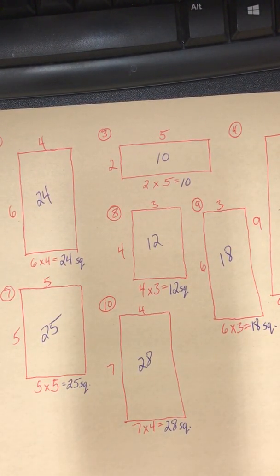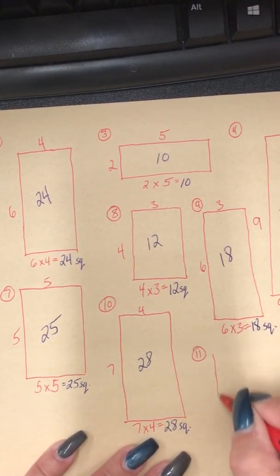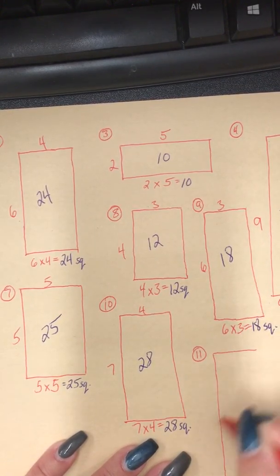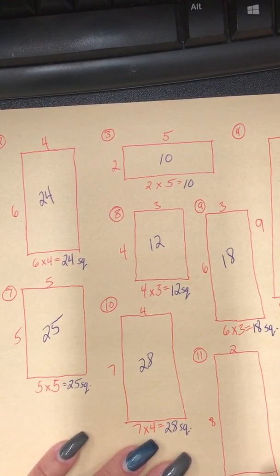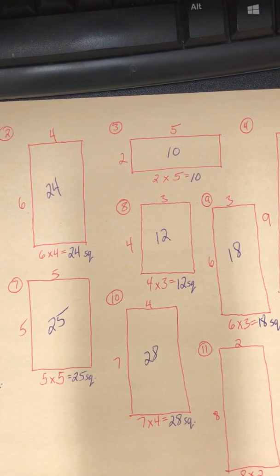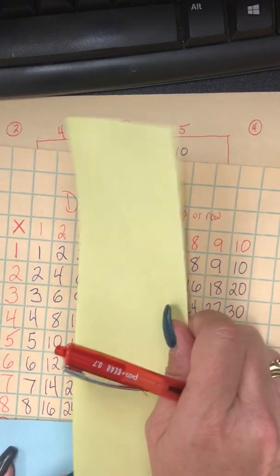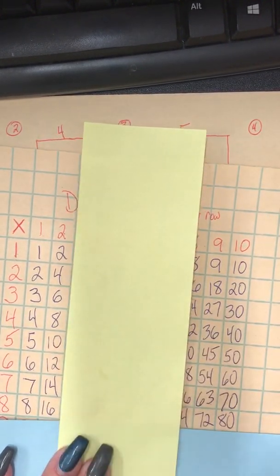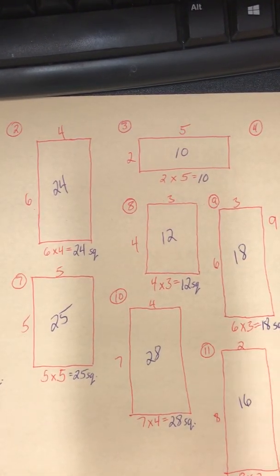All right, number 11 says 8 times 2. I'm just going to put number 11 right here. 8 times 2, 8 rows of 2. Fill in your rectangle. Start your sentence. 8 times 2. And looks like we're coming back. Good, good, good. See if we can get everybody back on. Here we go. 8 times 2 is 16. 16 squares to fill that area.